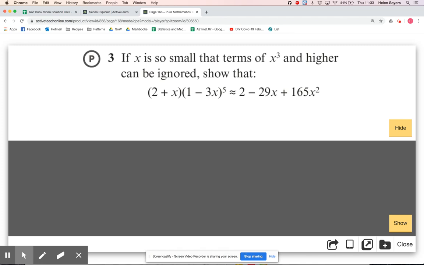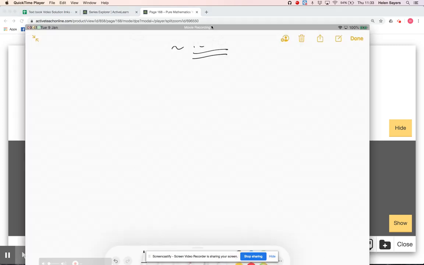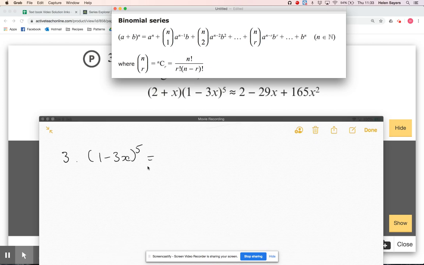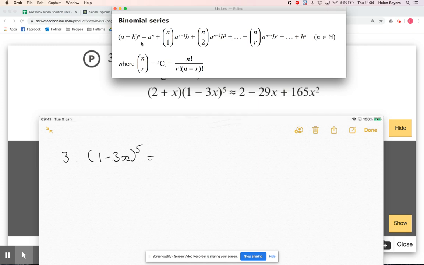Okay, so let's get the screen up. Right. Okay, so think about that. So question 3. So obviously the binomial expansion is on the 1 minus 3x to the power of 5. So let's get that sorted first. Let's just get the binomial formula up. So for us, a is 1, b, now be really careful, b is minus 3x. That minus will be important, and n is 5.